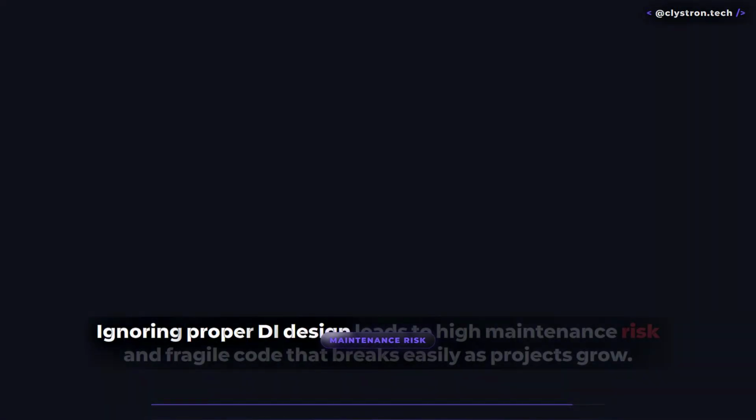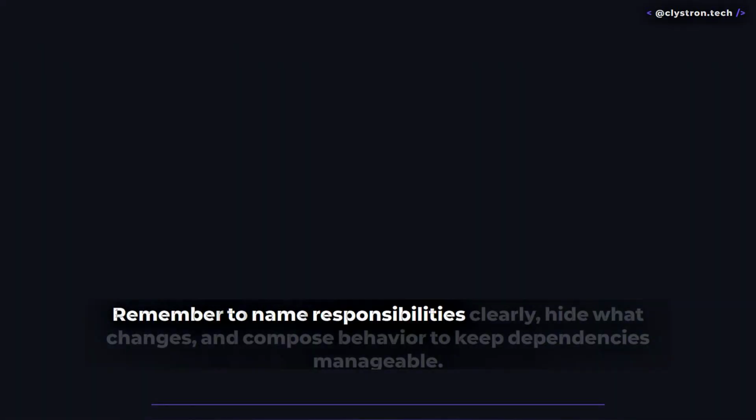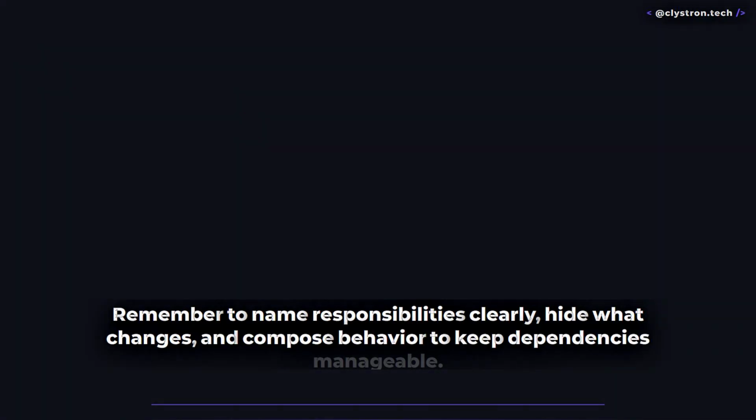Ignoring proper DI design leads to high maintenance risk and fragile code that breaks easily as projects grow. Remember to name responsibilities clearly, hide what changes, and compose behavior to keep dependencies manageable.